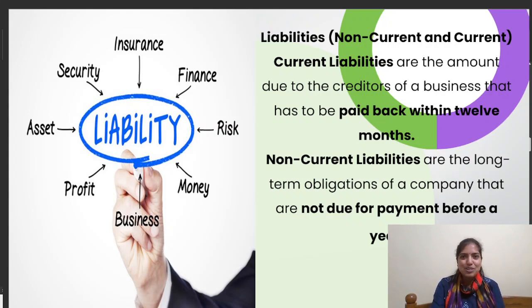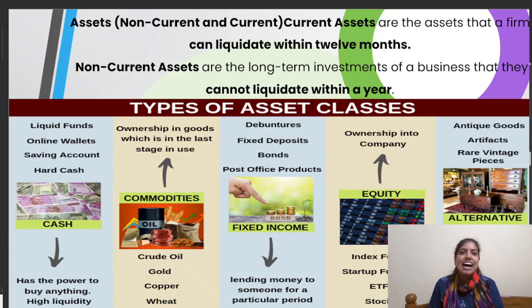Then let us quickly move on to the assets. Assets are again of two types, which I have mentioned here: current asset and non-current asset. That is, if you sell that asset you can generate immediate cash within 12 months, that becomes a current asset. And if immediate cash cannot be generated within 12 months, that means you cannot sell that asset within 12 months and generate cash, that is a non-current asset. But these are not the only two types of assets. There are several other types of assets, like tangible assets, intangible assets, fictitious assets. These are a few other types.